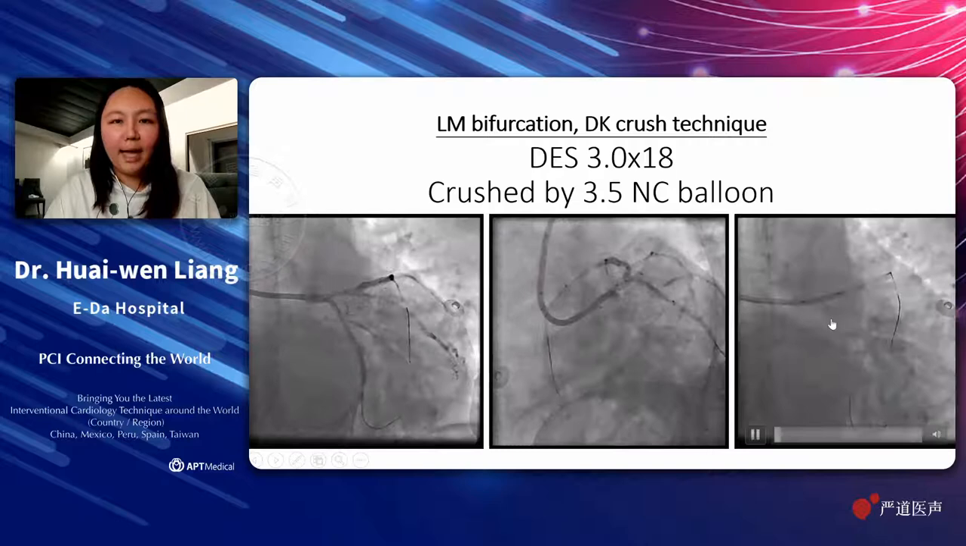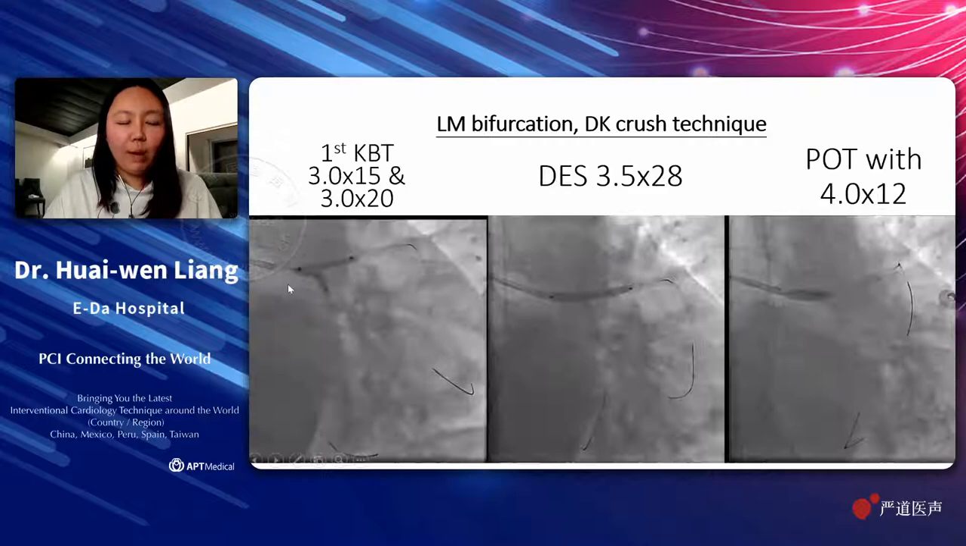Then we will perform wiring again. And when we wire, we don't move the LAD wire. We use a third wire under Crochet support to cross the left main to the circumflex stent into the circumflex. And now we perform the first kissing balloon technique.